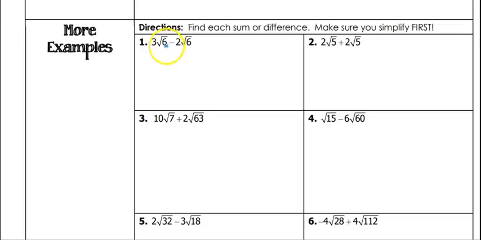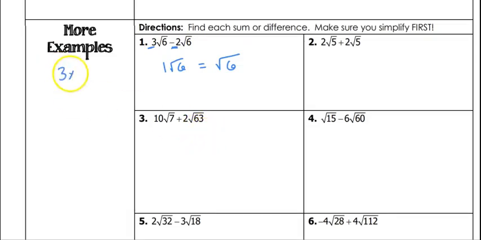Okay? The square root of 6 cannot be simplified. There's no perfect square I can divide by. So, I'm going to subtract the coefficients. 3 minus 2 is 1. So I have 1 square root 6. Normally we don't write 1 as a coefficient, so you're probably going to see that written as square root 6. The square root 6 stays the same, okay?